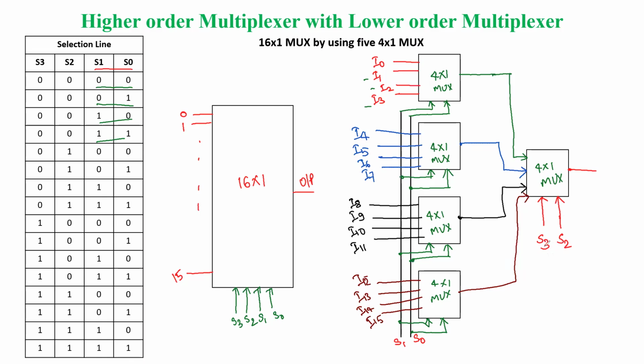Now we'll try to understand the operation, how it is going to work. If you see here in the initial stage, for the combinations we are going to take, we have 4 combinations: 1, 2, 3, 4. Up to this, the S2 and S3 combination is 0. So when S2 and S3 are 0, we can mark the multiplexers: this is multiplexer 1, this is multiplexer 2, this is multiplexer 3, this is multiplexer 4, and this one is multiplexer 5.